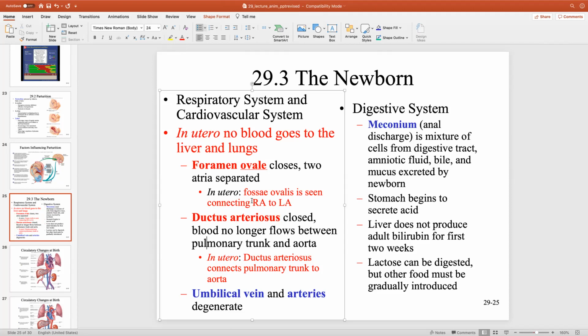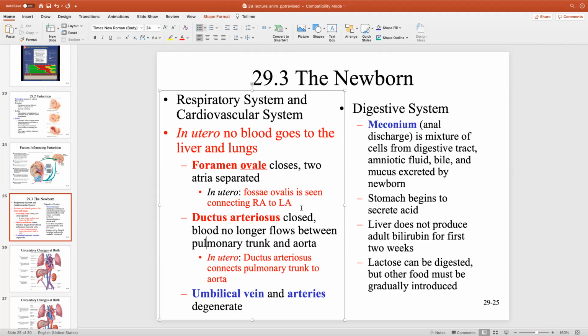What happens is some of the blood that goes from the right atrium goes through the foramen ovale, the fossa ovalis here, and into the left atrium. But that's a pretty small hole in the heart. So not all of the blood from the right side can go through that small hole to the left atrium.